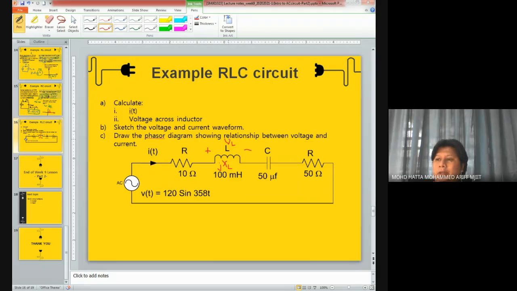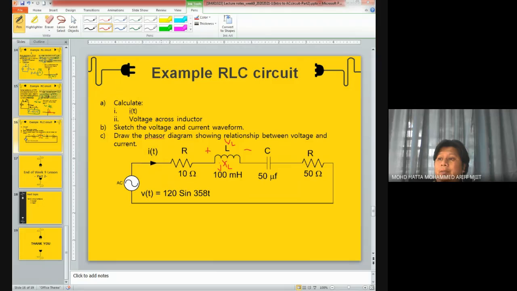Later on, you need to sketch the voltage and current waveform. This is a bit different from what we see in the vector or phasor diagram. And finally, you need to draw the phasor diagram. This is like the thing that I said earlier, complete question: draw the phasor diagram showing the relationship between voltage and current. It's very clear what we need to represent or show.